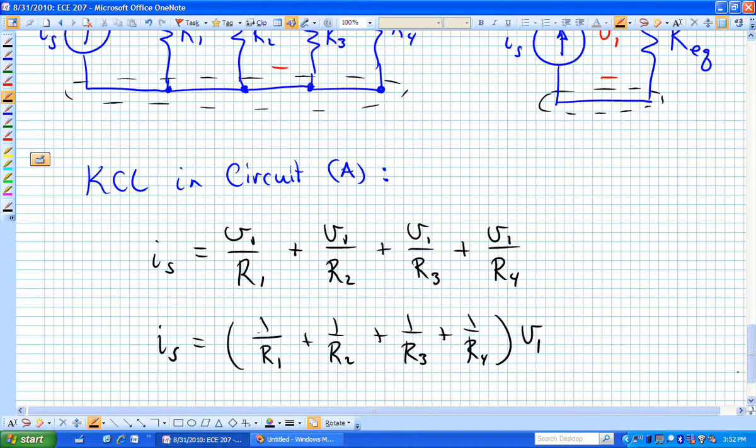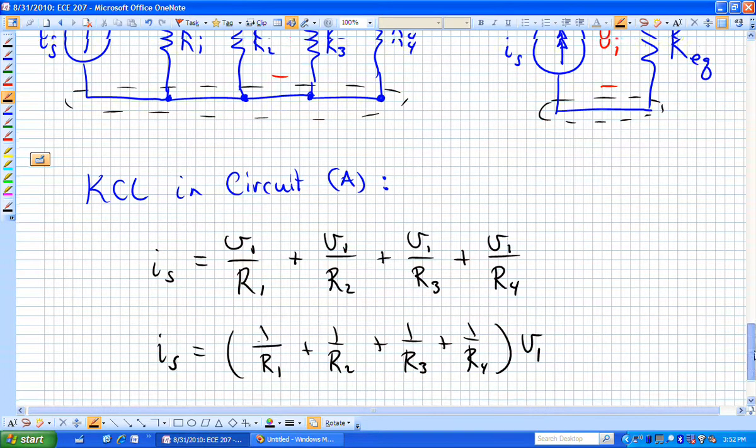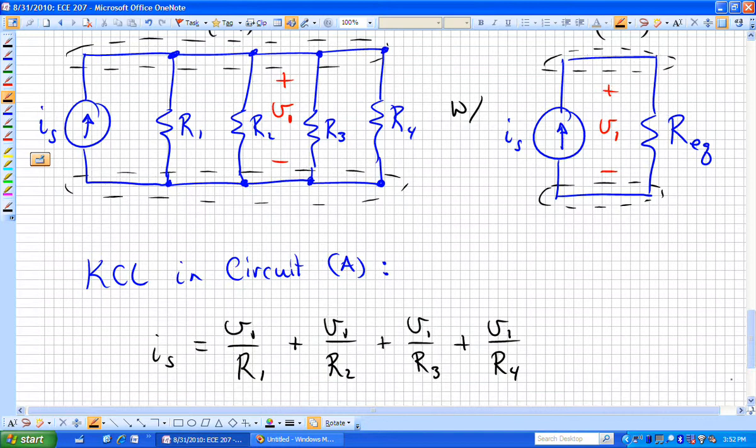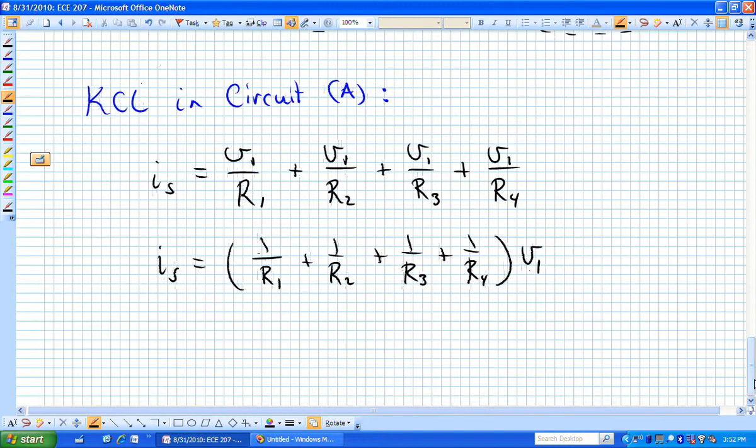If we knew the current source's value, and if we knew all of those R's, we could find their inverses, sum up the inverses, divide that out, and we could solve for V sub 1. That's the only unknown in that circuit. But what we're wanting to do is find out the relationship between this resistor, R equivalent, and these four resistors, R1 through R sub 4. We'll do that doing the same analysis with circuit B.